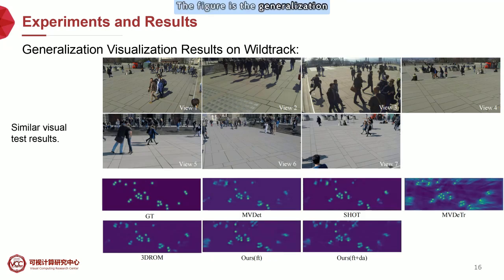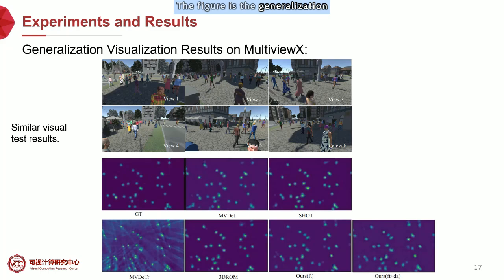The figure is the generalization visualization results on WildTrack. The visual test results in WildTrack for the CVCS trained model are similar under the RS, FT, and RS, FT plus DA techniques compared to other methods. The figure is the generalization visualization results on MultiviewX. It has a similar performance as the one in the experiment of WildTrack.